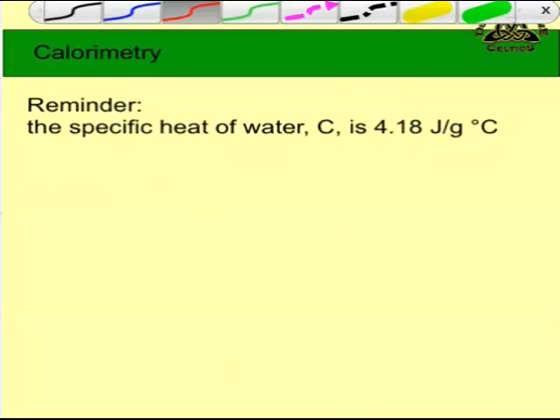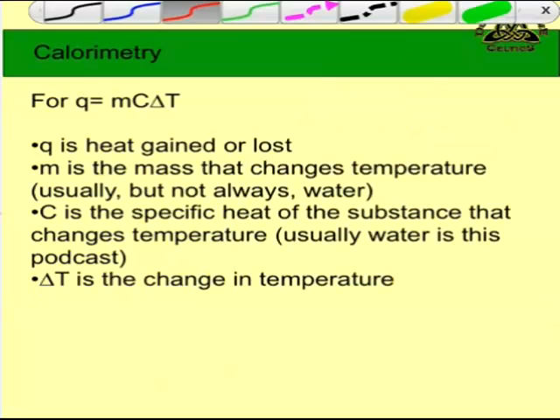Just a reminder, for this and other podcasts, the specific heat of water, C, will always be 4.18 joules per gram degree Celsius. Remember, in these particular problems, we will be warming water by burning something. And don't forget, for Q equals mc delta T, Q is the heat gained or lost.